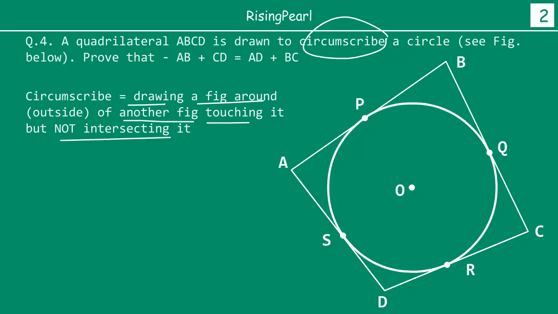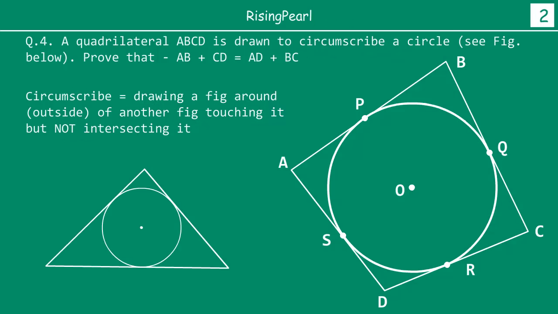So in other words, for example, if I give you this particular shape and ask you what is going on, here, because the triangle is outside and the circle is inside, you are going to say that the triangle circumscribes the circle.